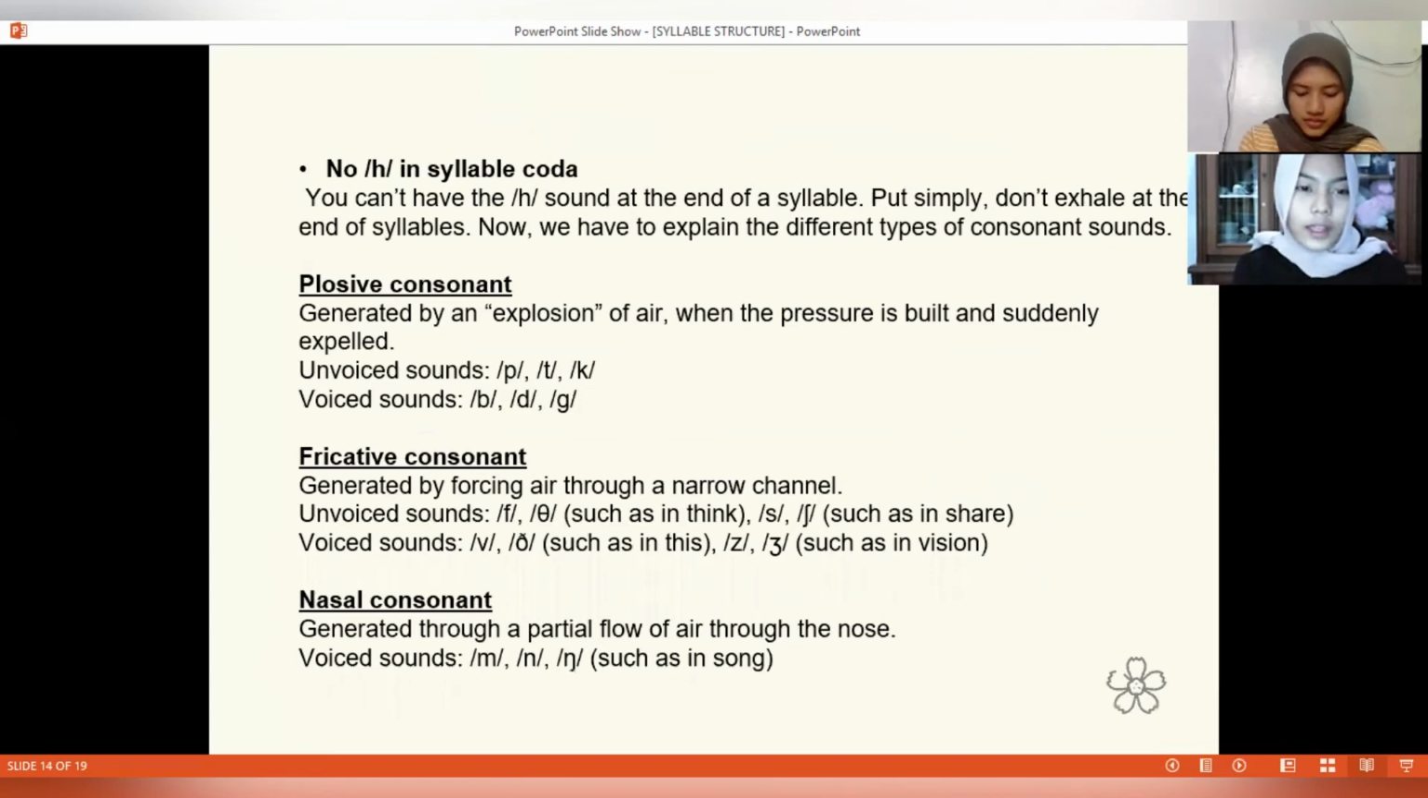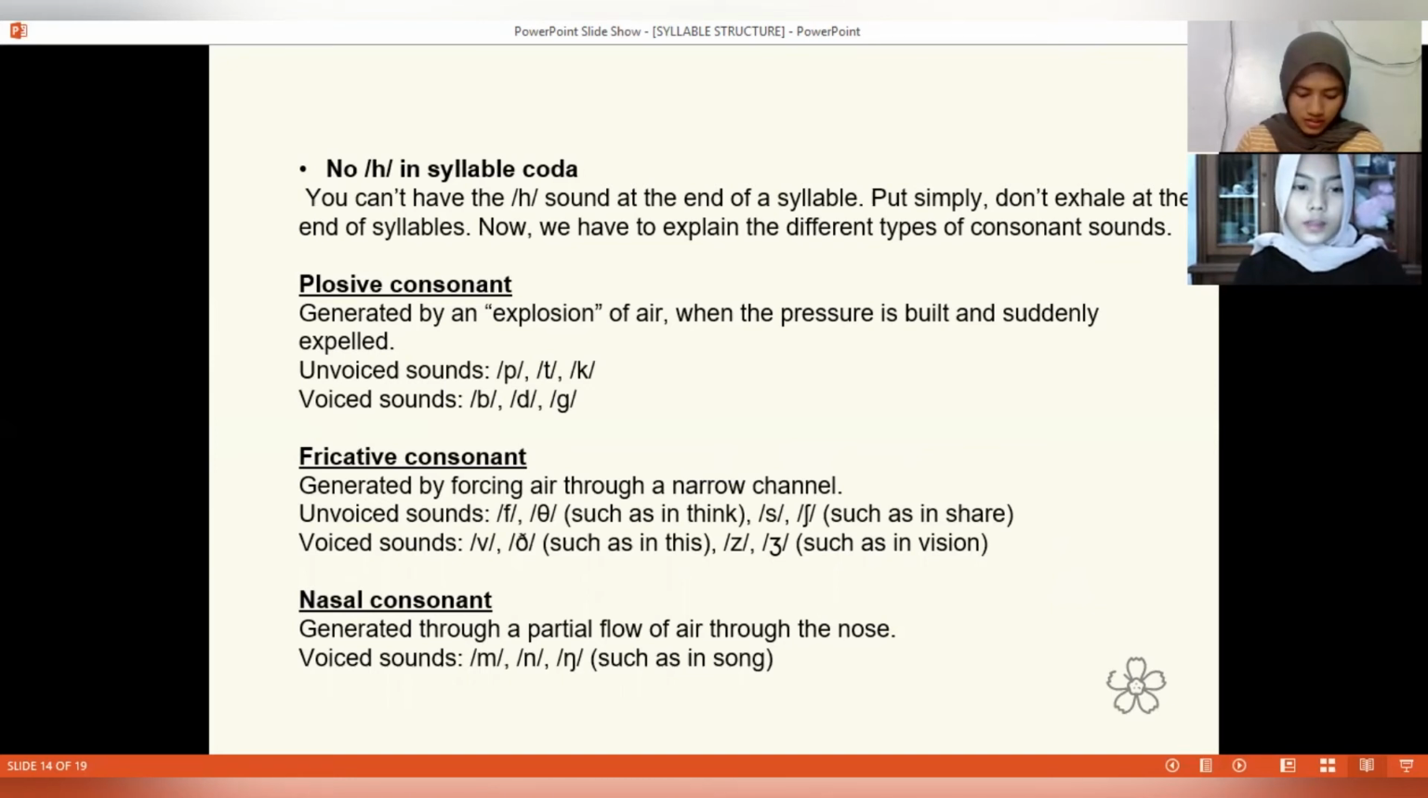So next is no H in syllable coda. You cannot have the H sound at the end of a syllable. Put simply, don't exhale at the end of syllables. Now we have to explain the different types of consonant sounds.